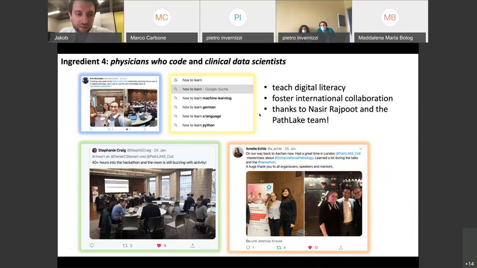And one of the events we had just before Corona in London last year was this one week workshop about computational pathology, where we met with research groups from across Europe and worked together in smaller groups on problems in computational pathology. And that was a lot of fun, and I hope we can resume this very soon as well.